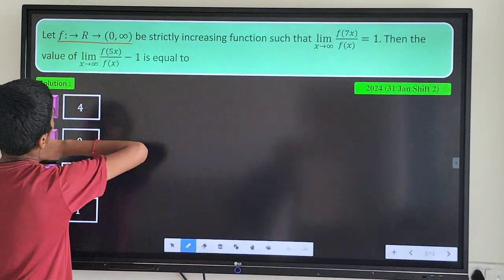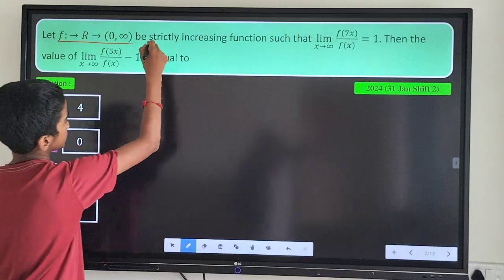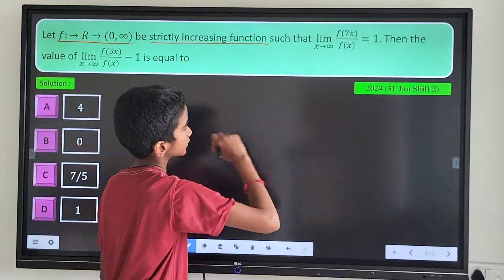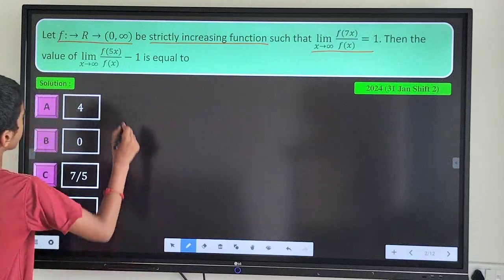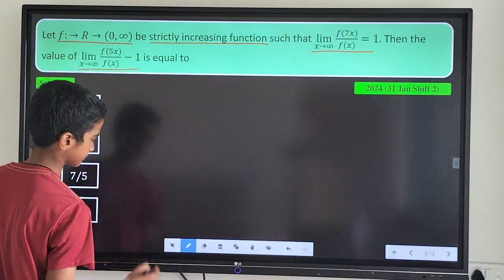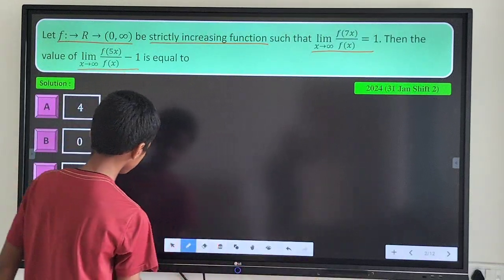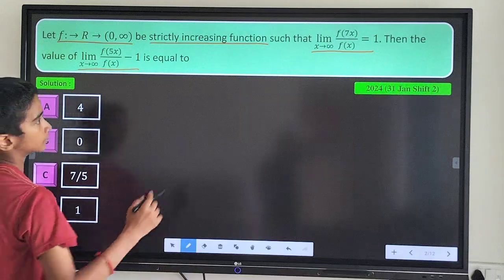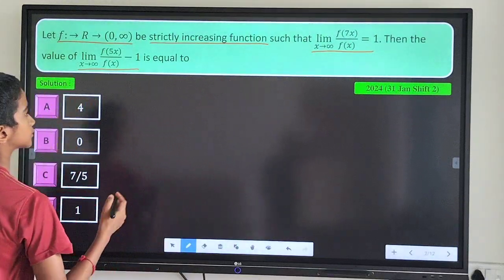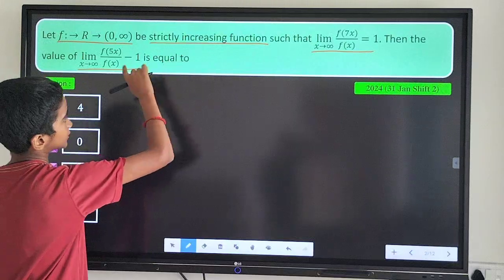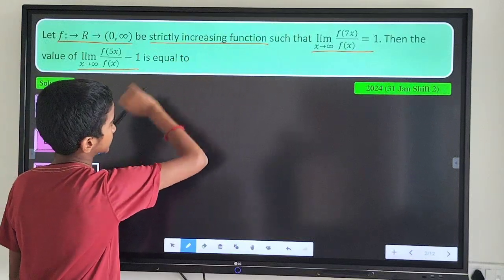Let f: R to infinity be a strictly increasing function such that this limit is equal to 1. Then we have to find the value of this limit. Now, to solve this question, I will use the sandwich theorem. So let's write: our function f of x is a strictly increasing function.